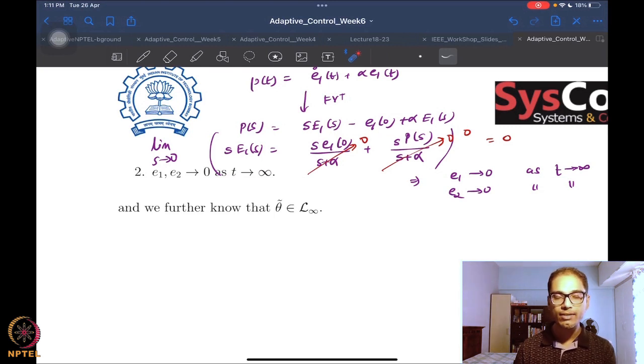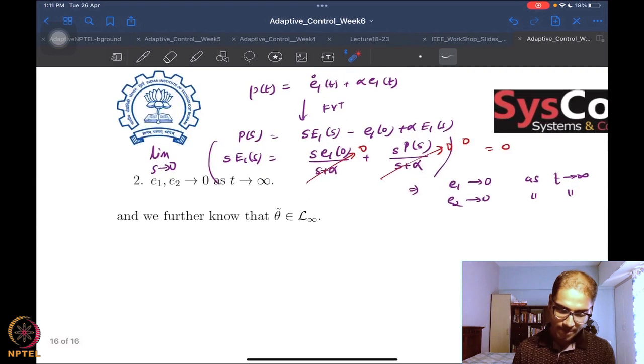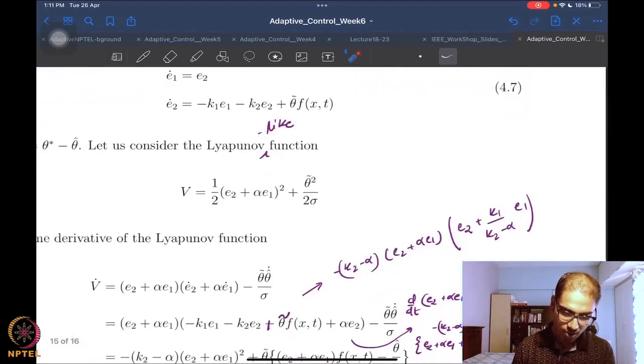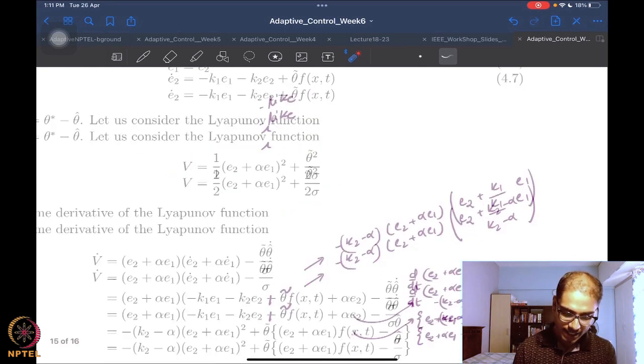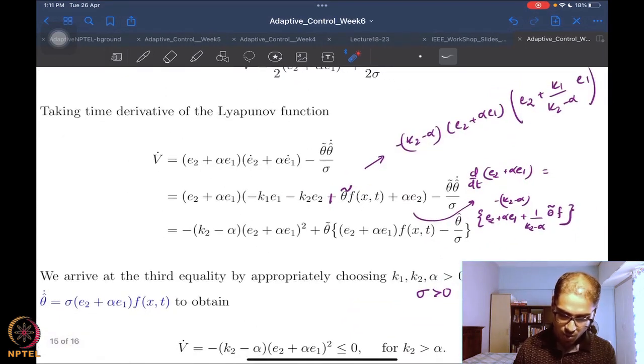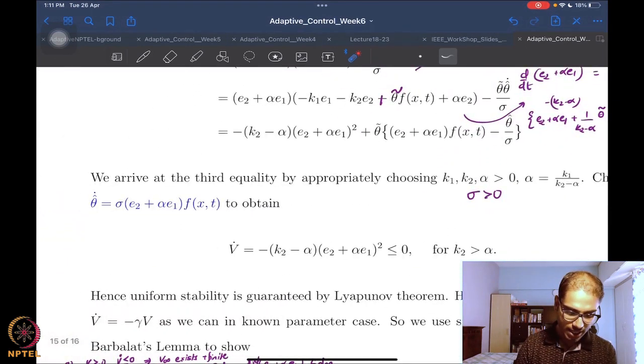Okay, that is exactly what we want for the adaptive case. So notice that there was a change in how I chose the V function, which is now a Lyapunov-like function. And there was, of course, a change in how we update theta hat dot because we changed the V, right?